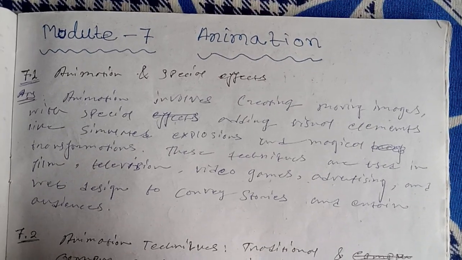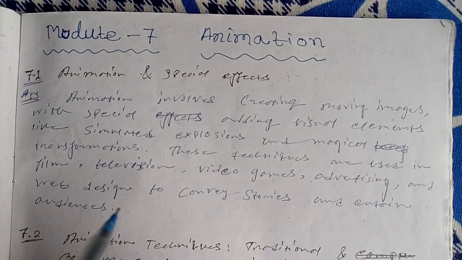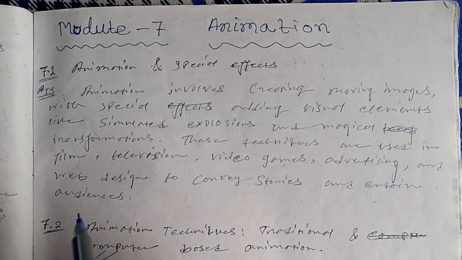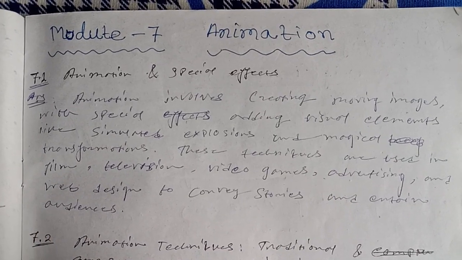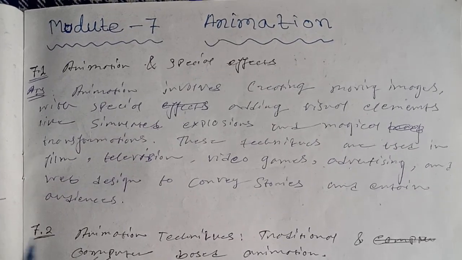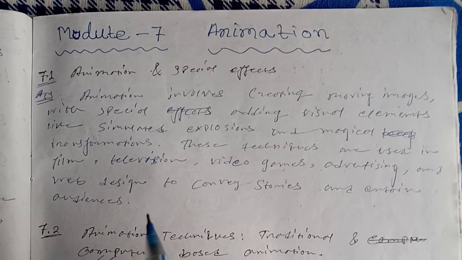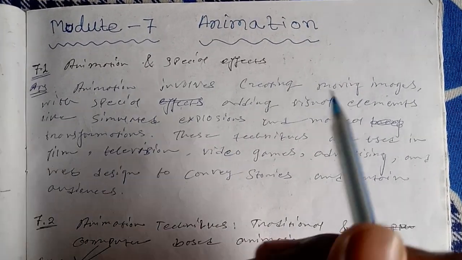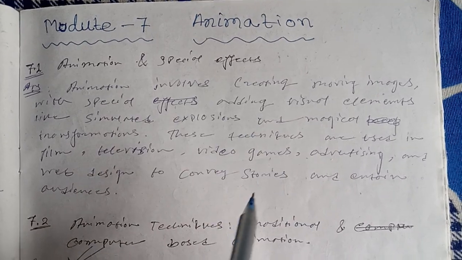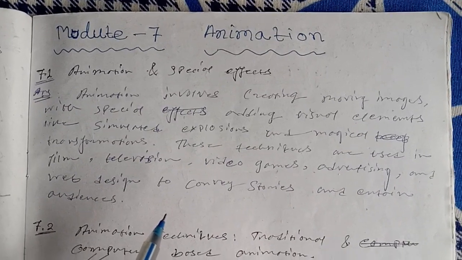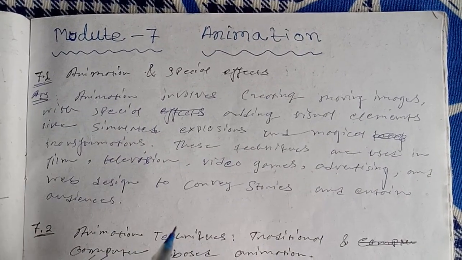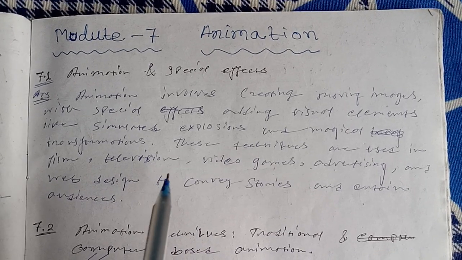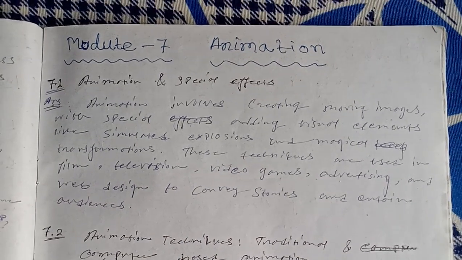Basically, it is a process of creating a moving object or element with some visual effects, and that will help the audience connect with the story and with the emotions it wants to generate. This is what animation and special effects is.